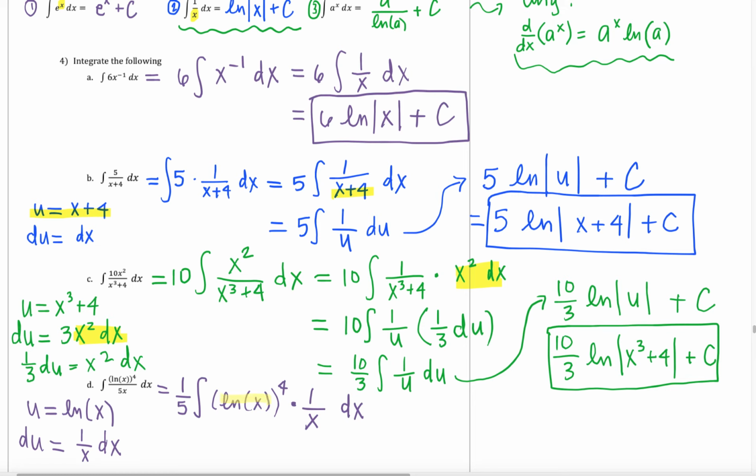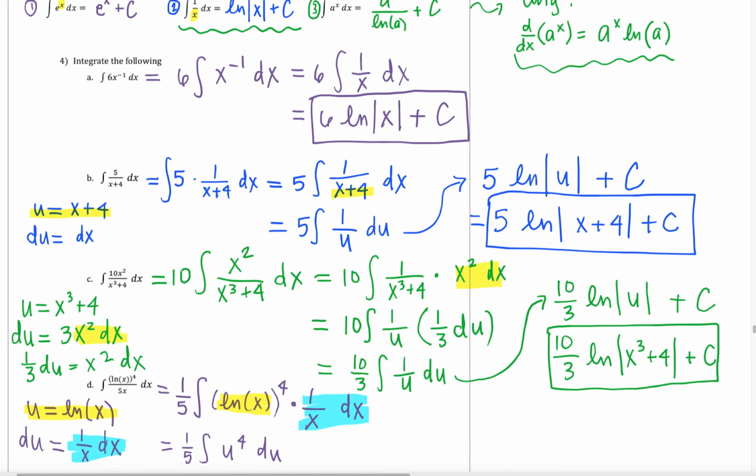So natural log here is actually my inside function. It's inside that fourth power, which is another reason why that is our u in this case. So when we go to rewrite this here, we get 1/5 the integral of u to the fourth now. And then the last thing to replace here is this 1 over x dx, but we have that in our du. du itself is equal to 1 over x dx, so that will all get replaced with that du then.